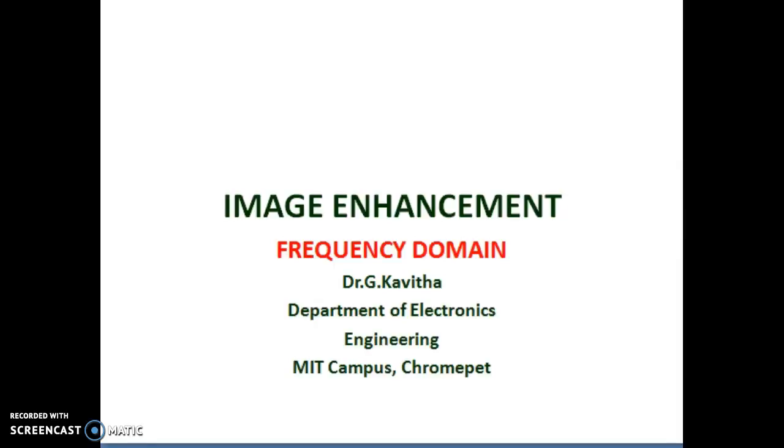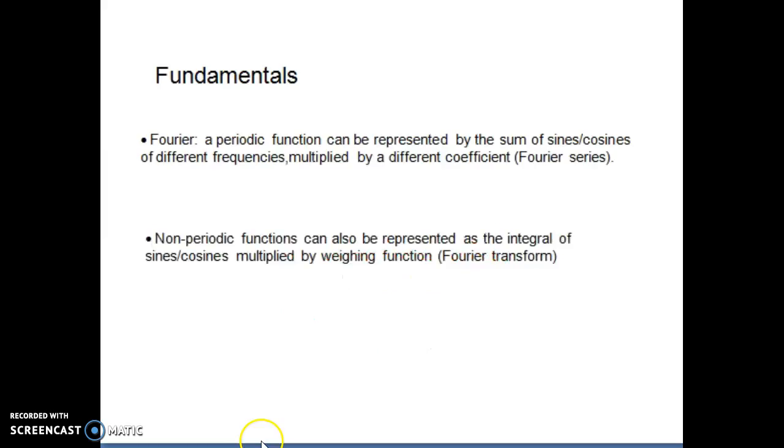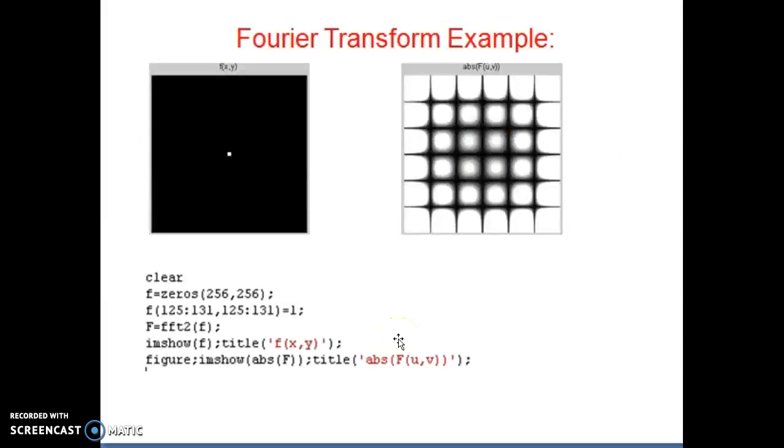Our next topic is image enhancement in the frequency domain. In the previous section, we have seen enhancement using some of the spatial domain techniques. Here, we will see some transform or frequency domain techniques. So, starting with fundamentals, we have Fourier, which is nothing but the periodic function that can be represented by a sum of sines or cosines of different frequencies multiplied by coefficients. Now, non-periodic functions are generally represented as an integral of sines or cosines multiplied by a weighting function.